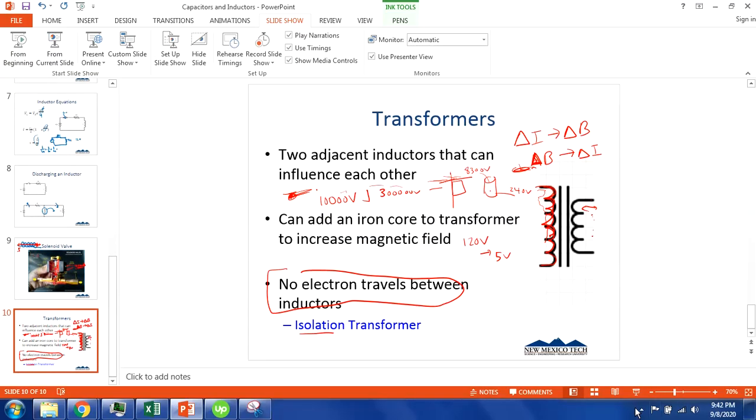So other than that, there's just some other components. I didn't actually assign a whole lot of homework on capacitors and inductors. I figure if you really want to know about those, you can take a real electronics course. But I did want to mention them to you. So there you have it.